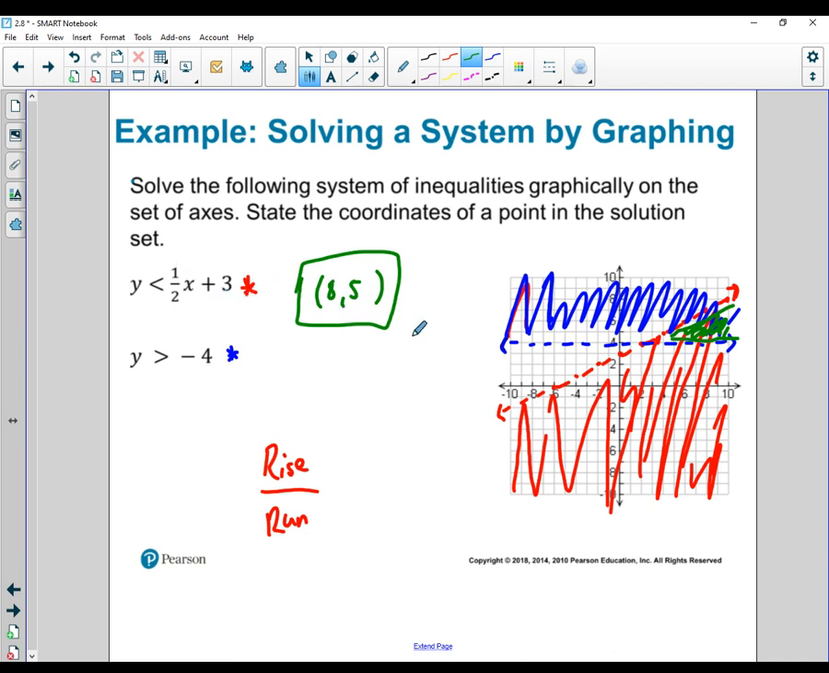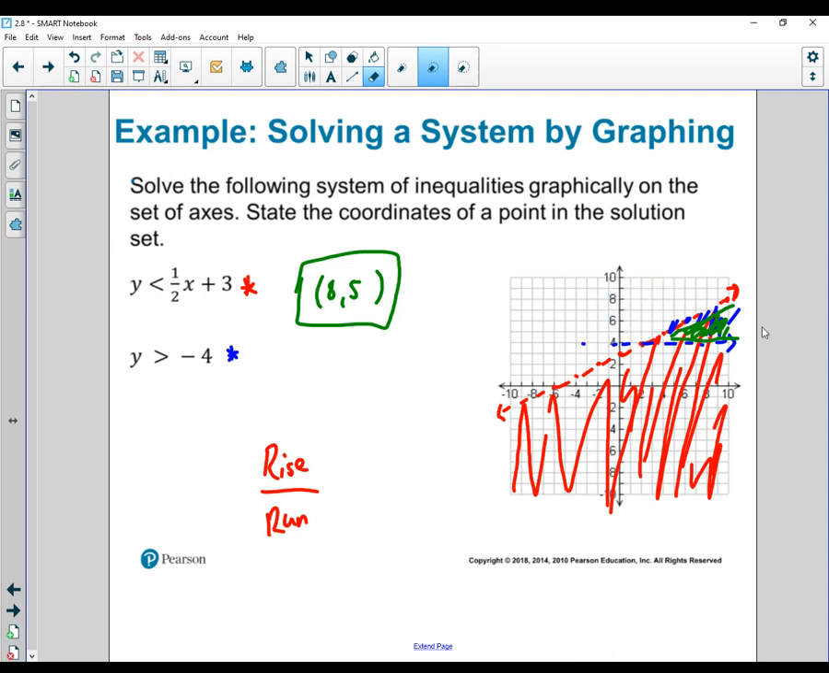Yeah, so 1/2 x plus 3 is just going to be this line because it has a y-intercept of 3 and a slope of 1/2. This y is greater than -4 doesn't have a slope, so it's not going uphill or downhill, it's flat, right? There's nothing with an x, and its intercept is... oh, it should be -4. It should actually be -4, right?